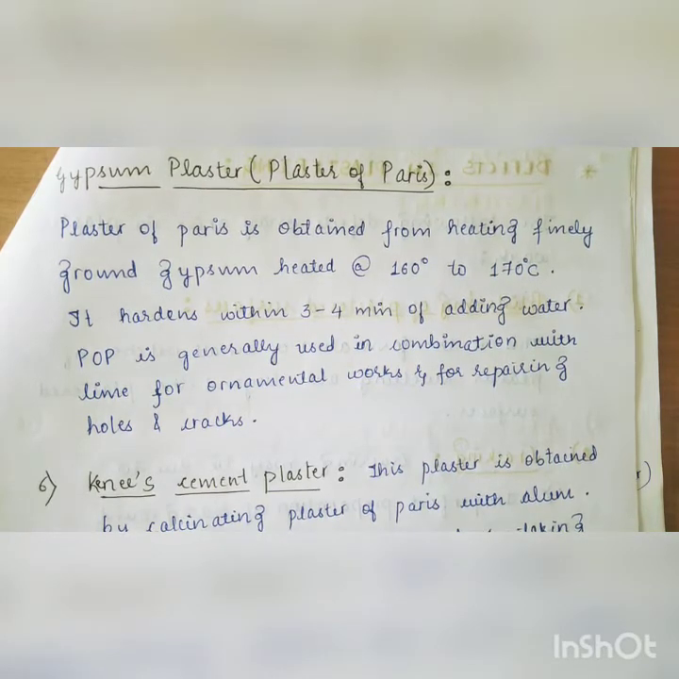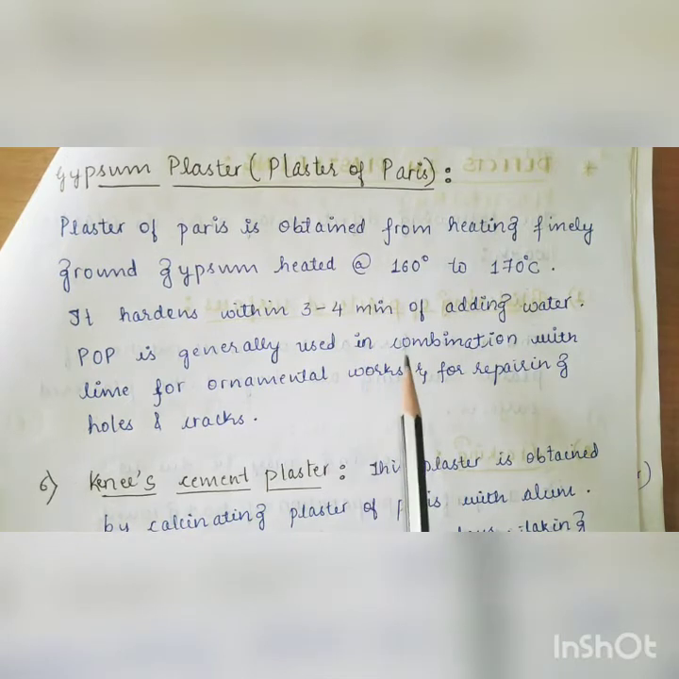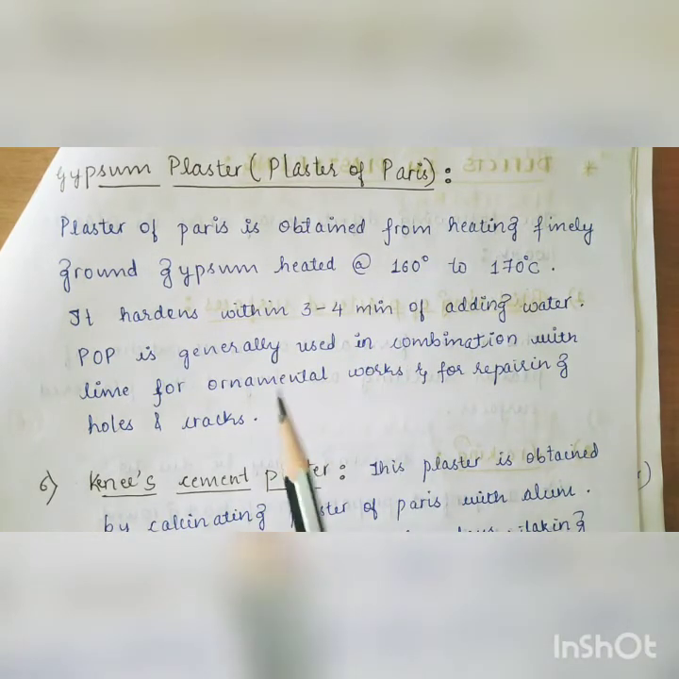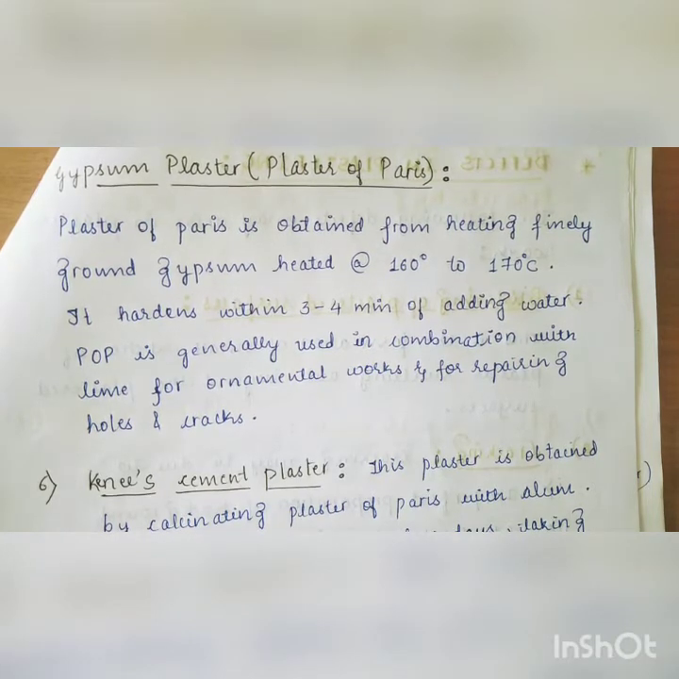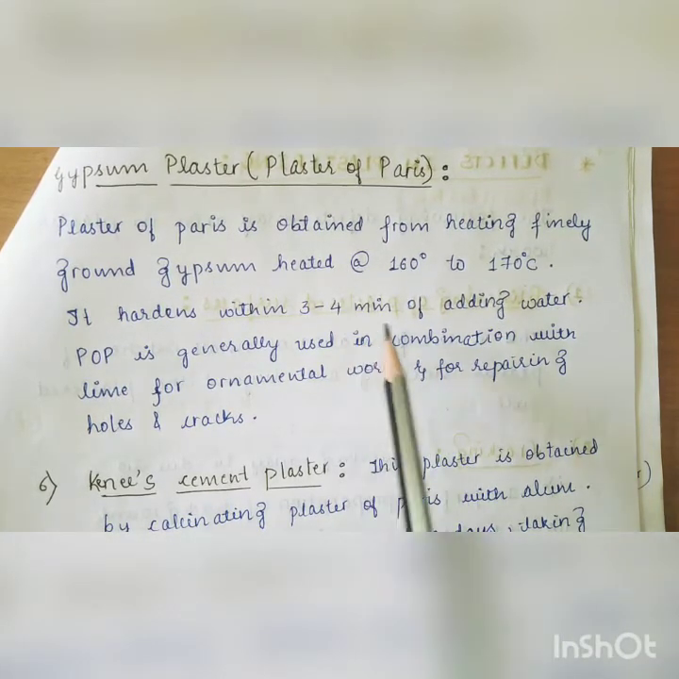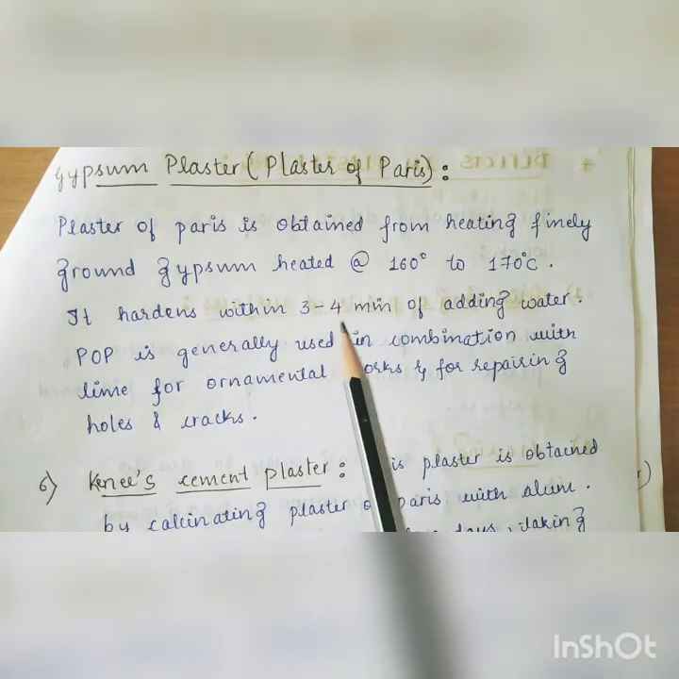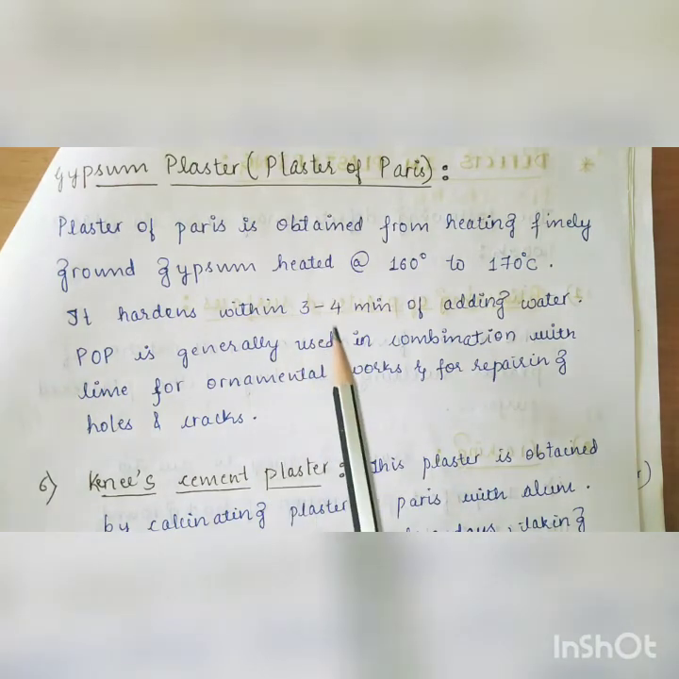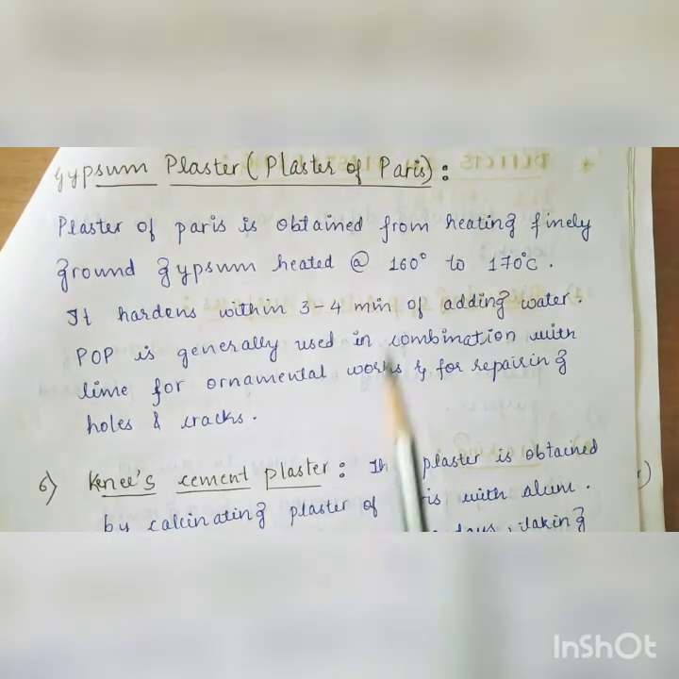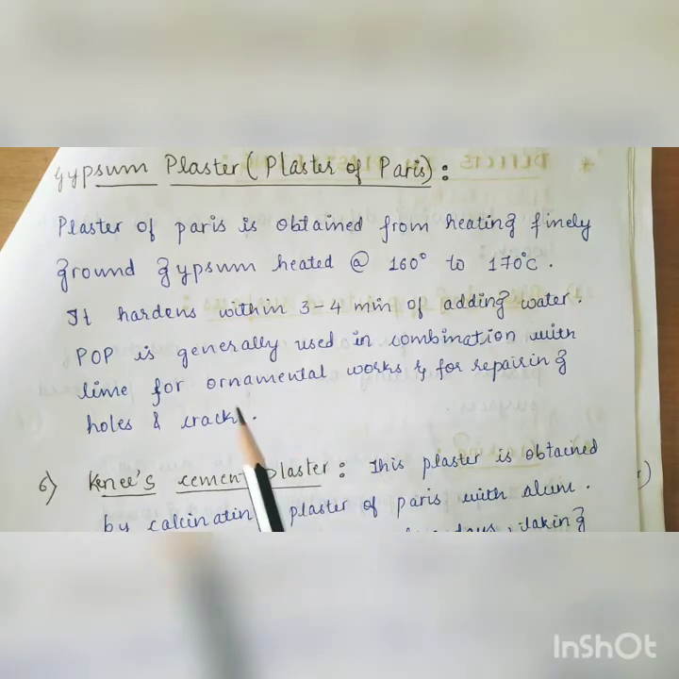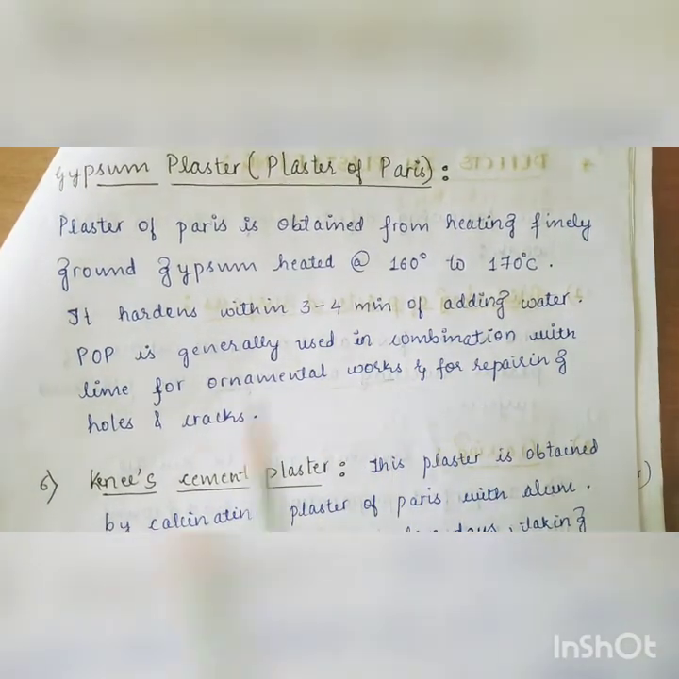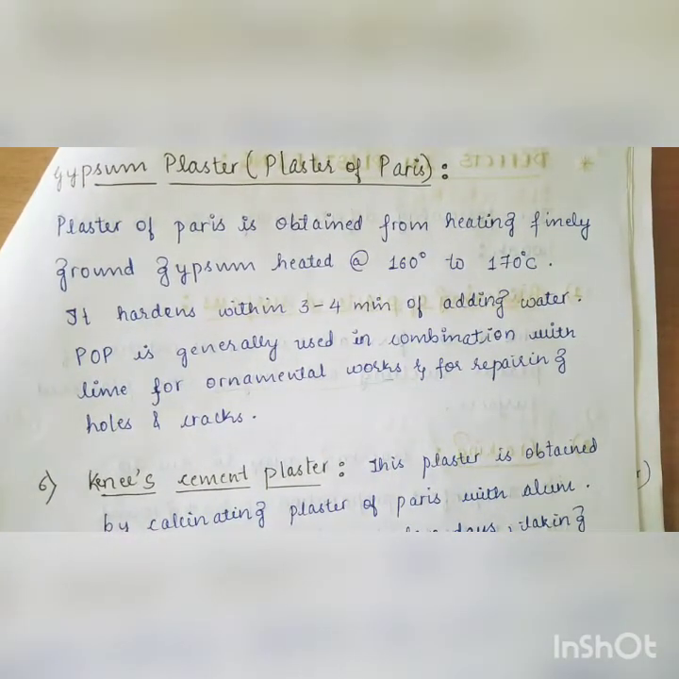So the setting time of the plaster will be 3 to 4 minutes, and this can be delayed or controlled by the addition of certain salts. And one more thing, since gypsum is slightly soluble in water, plaster of Paris is not used for external work. Work carried out using plaster of Paris will be suitable only for interior walls. We are not going to use this plaster of Paris or gypsum plaster for the external walls. Some ornamental work also uses the gypsum plaster or plaster of Paris.